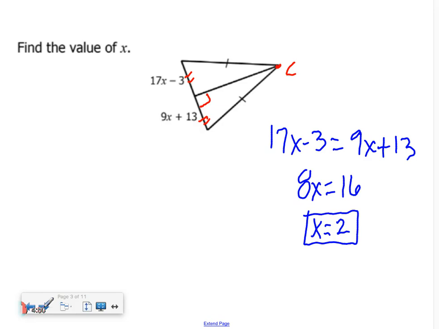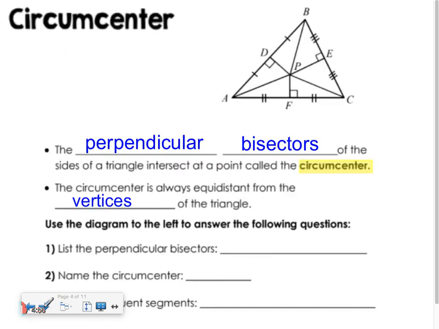Are there any proofs in this chat? There'll be proofs for the rest of the year. They don't go away. Do you guys get x equals 2? Yeah. Good job.